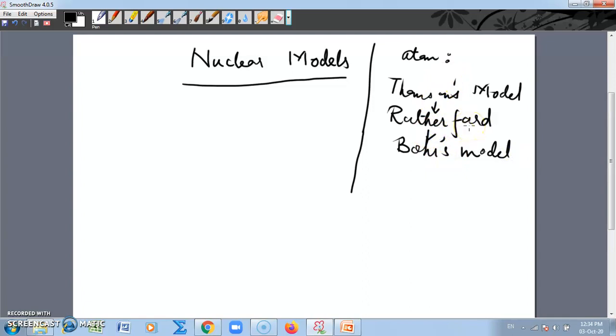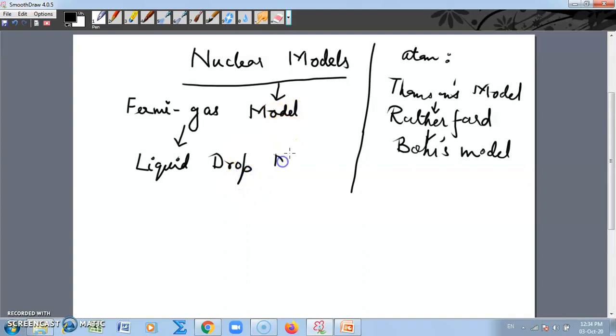Similarly for the nucleus also we have certain models. In case of nuclear models, in your syllabus you only have the liquid drop model. Just to inform you, there are other models called the Fermi gas model, which developed very early. Then we have the liquid drop model, which could explain so many nuclear phenomena. And then came the shell model, which is the most advanced model.